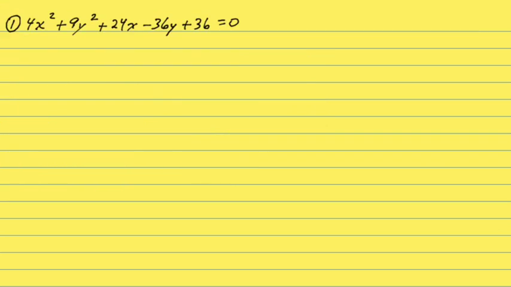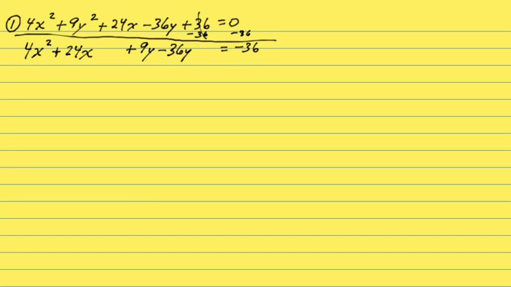You know I'm going to emphasize completing the square, so here we go on number 1. You cannot complete the square unless the leading coefficients are 1, but before you even get to that point, you have to rearrange it. Put the x's with the x squareds, put the y's with the y squareds, leave a space at the end of each of them, and I'm going to subtract the 36 over to make it negative 36 on the right side.